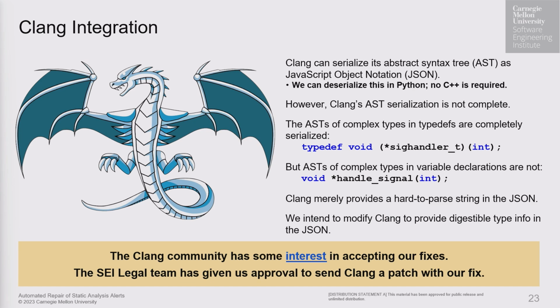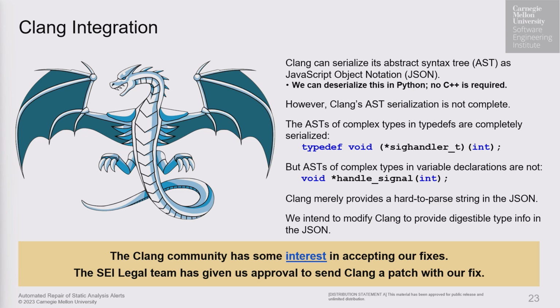So, as I said, we're using Clang, and Clang serializes its AST, its abstract syntax tree, into JSON. Unfortunately, right now, the JSON it gives us does not give us a lot of type information. It gives us some good type information if you simply use a typedef, but if you declare a function with some fancy typing like this, you just get a string, like void star or void paren star close paren, and it's up to you to parse it yourself.